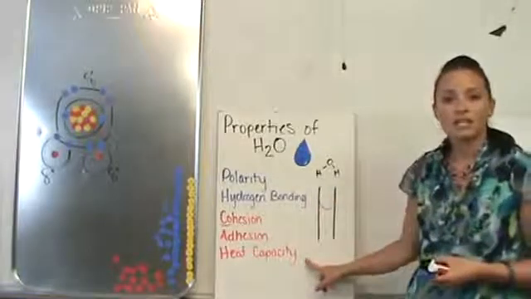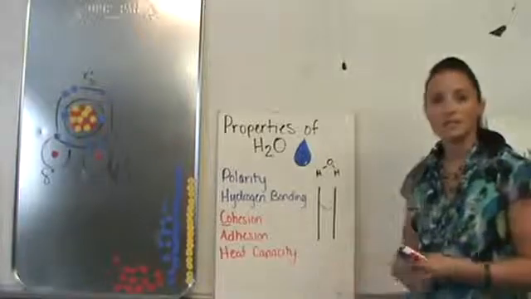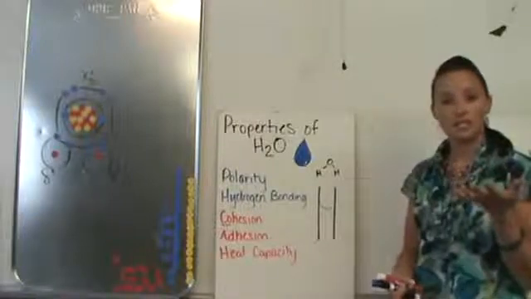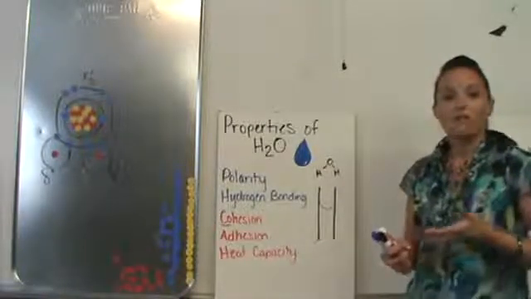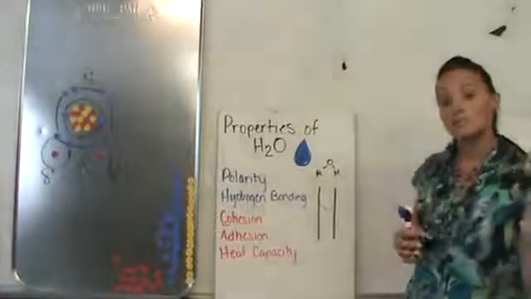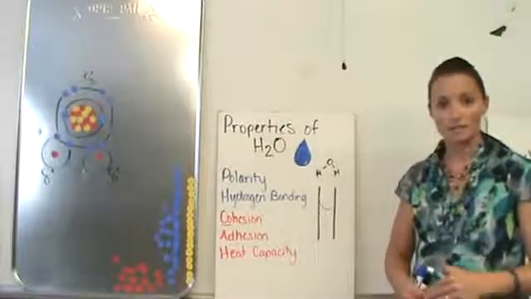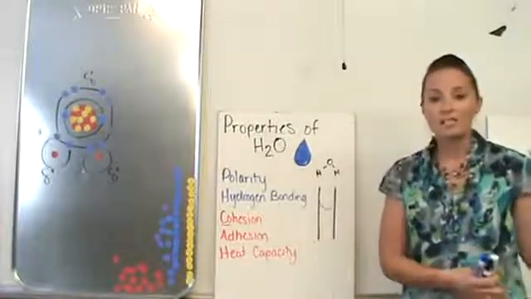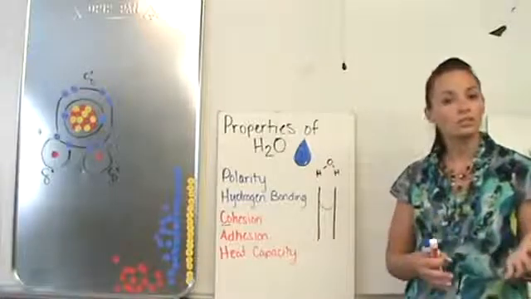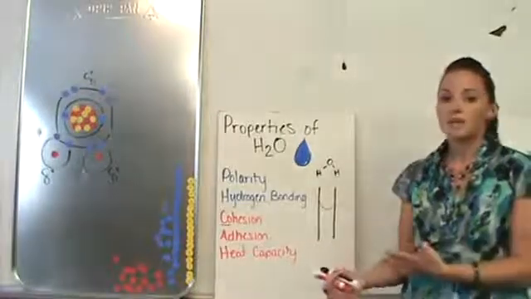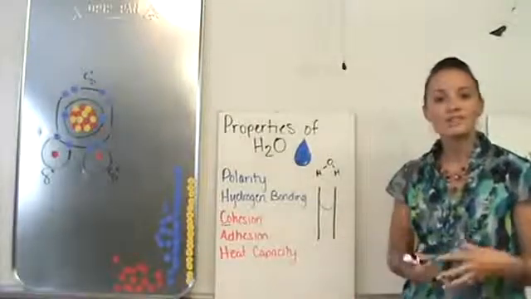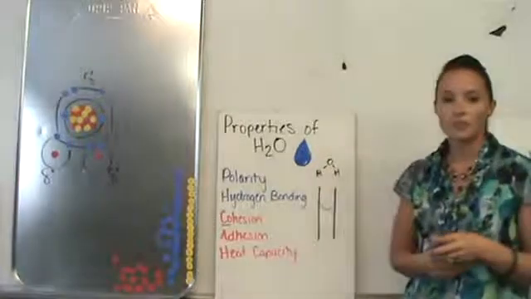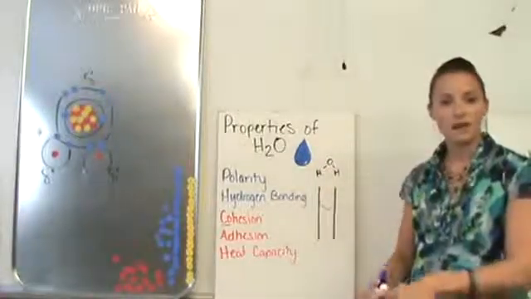A third property is called heat capacity. Now, heat capacity is where it takes a lot of energy to increase the temperature of water, or a lot of energy to be released to decrease the temperature of the water. Now, think about on a hot summer day when you're out at the ocean, okay? It feels a lot cooler out in the ocean than it does out in the city. And the reason that is, is because the water is absorbing so much heat and it's not increasing in temperature as much as the surface of the ground.